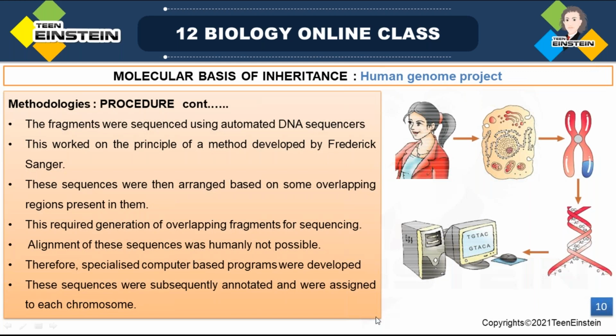And in the next step, these fragments were sequenced. These fragments, now in fragmented form, were sequenced using an automated DNA sequencer. This automated DNA sequencer works on the principle of a method developed by Frederick Sanger. There is a method called Sanger's method. Based on that, this automated DNA sequencer is working.